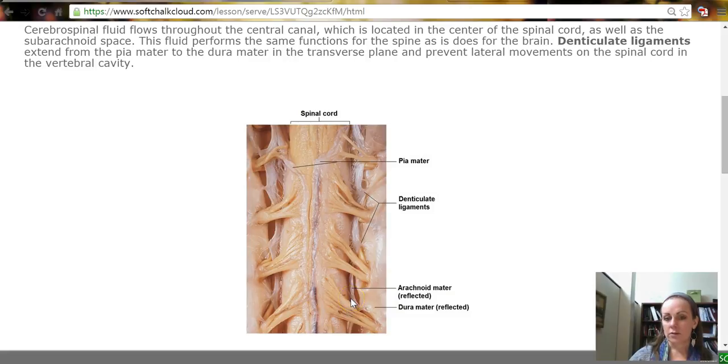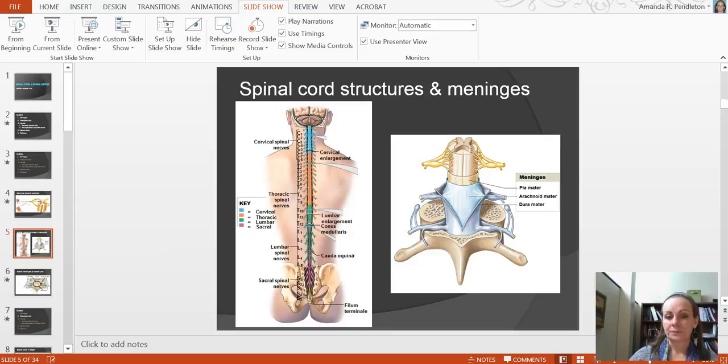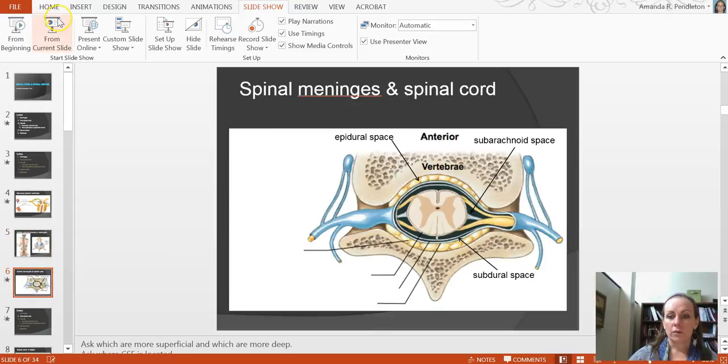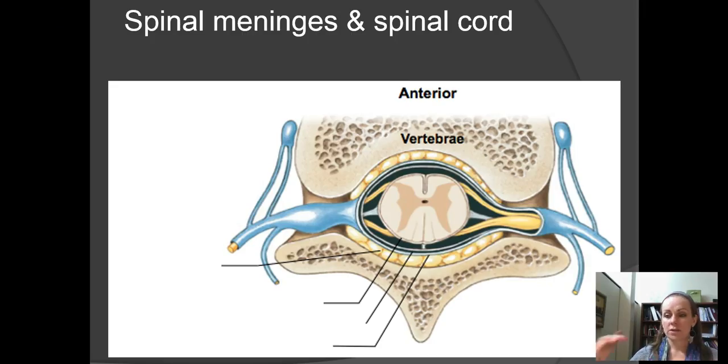Now, just like we had before, you should notice spaces on either side. And so let's talk about what those spaces are. If we go to this image, again to remind you, we're looking at a transverse cut, and now we're looking down on that cut portion. So here's that knobbly part of the vertebra that you can feel through your back, and here is the spinal cord right here.